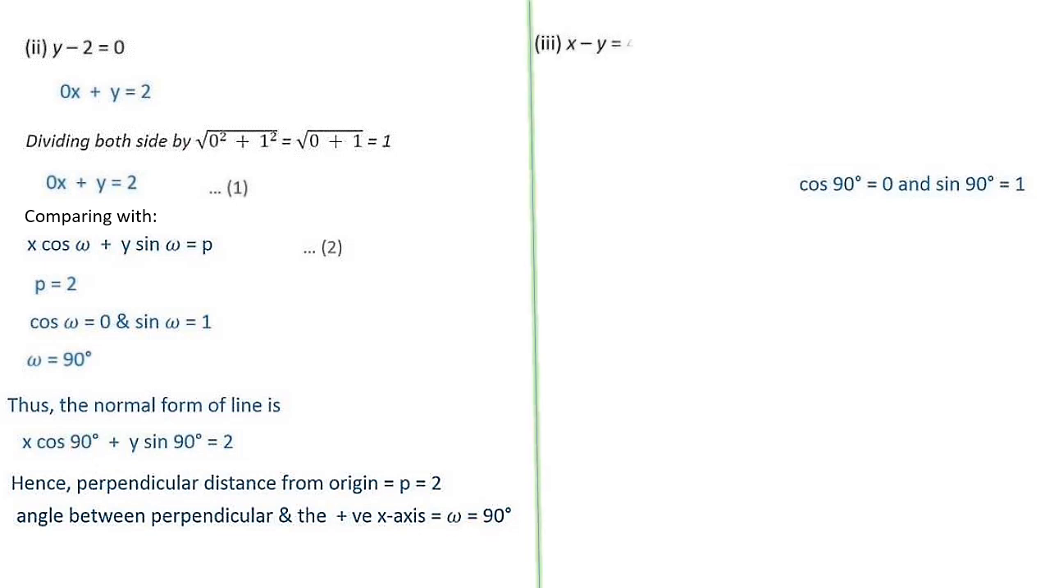So here one more question is there, that is the third question, x minus y is equal to 4. So this question you will try it as homework. Next we shall discuss question number 4.